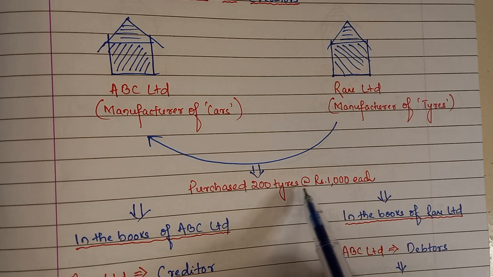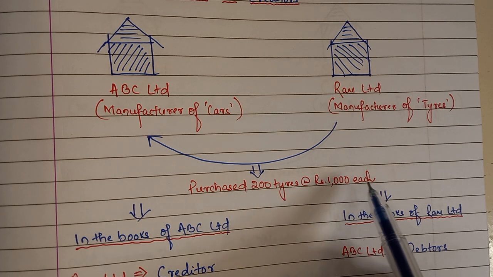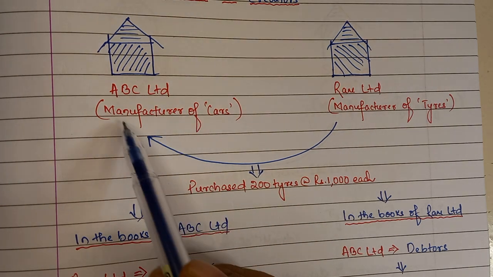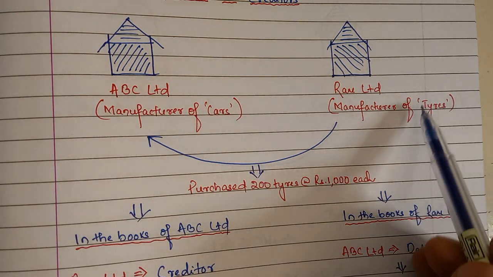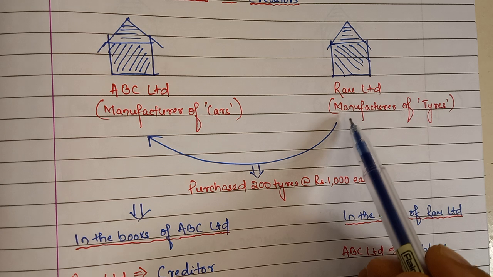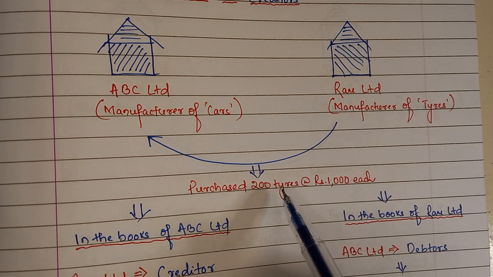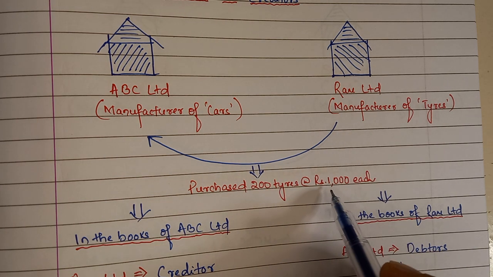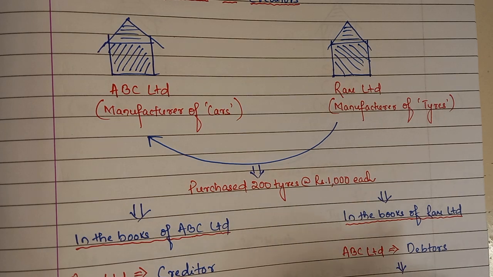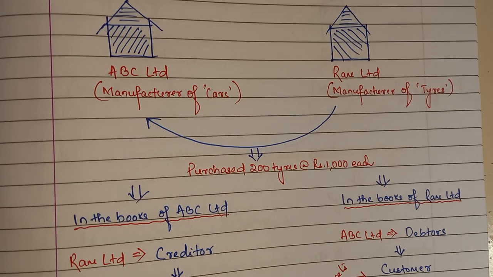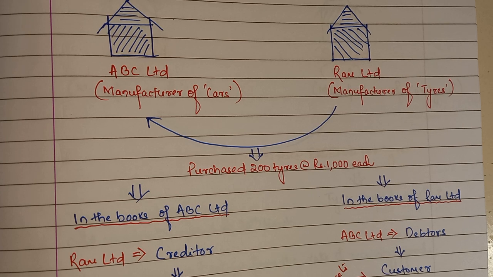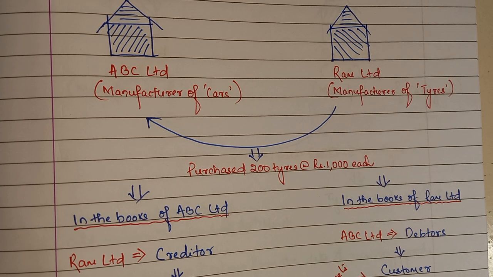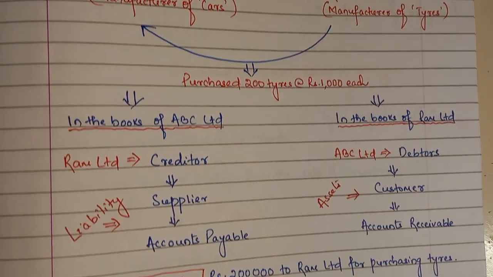Now, ABC Limited purchased 200 tires at the rate of 1000 each. Because ABC Limited is a manufacturer of cars, its raw material is tires, so it is purchasing tires from Ram Limited. How many tires? 200 tires. And what is the cost? It is 1000 rupees each. Now let's see how the purchase by ABC and the sales by Ram Limited are accounted in their books.